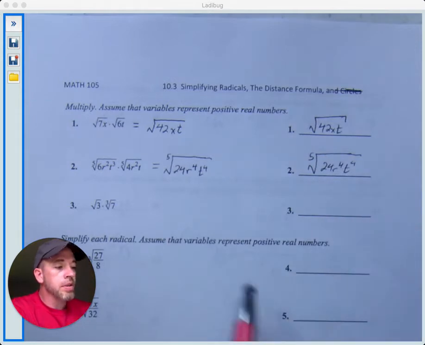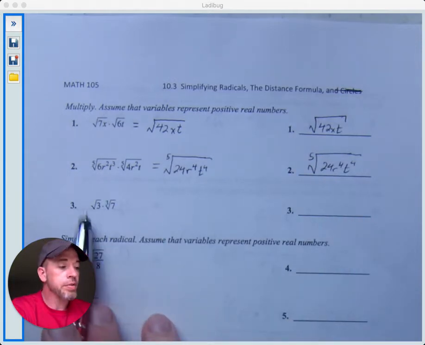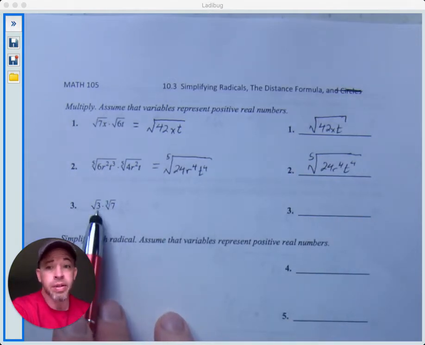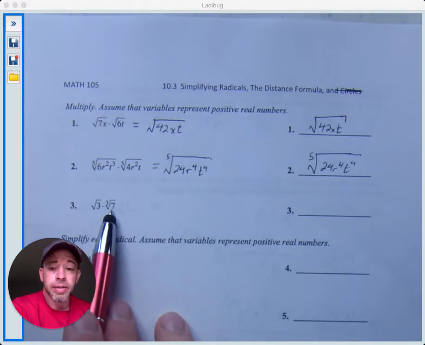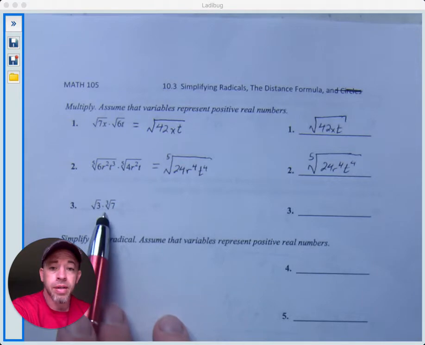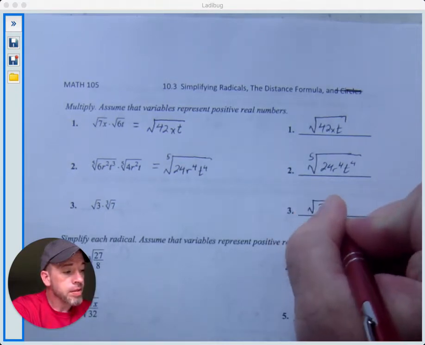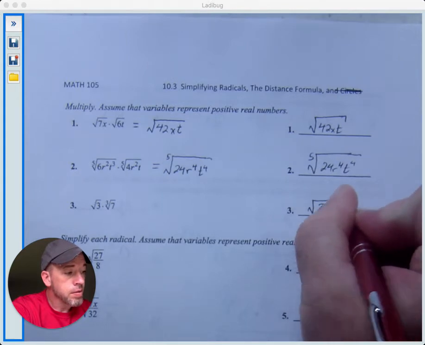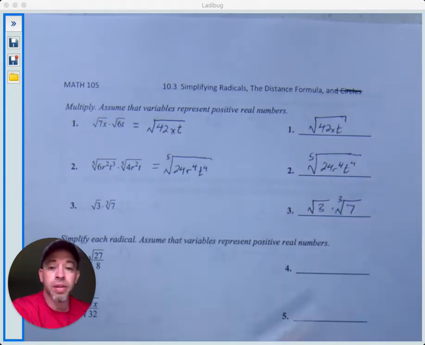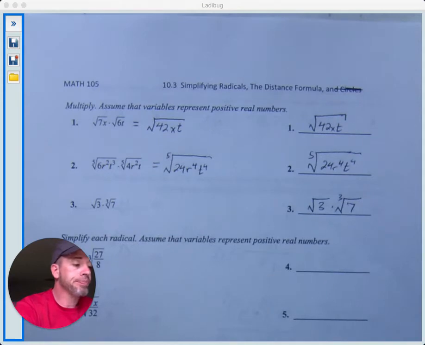This next one's a little different. You have a square root and a cube root. If you have a square root and a cube root, guess what? Nothing we can do with that. We can't multiply two different roots together, so it is already simplified. Square root of 3 times cube root of 7. Can't do anything else with that.